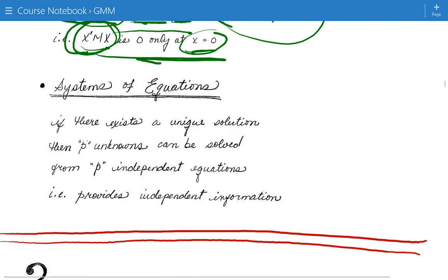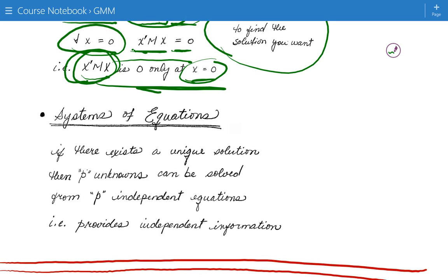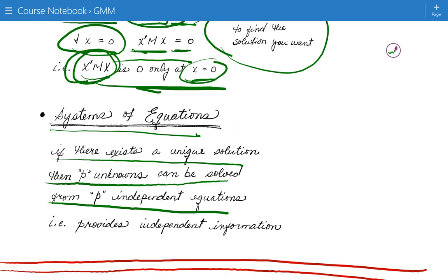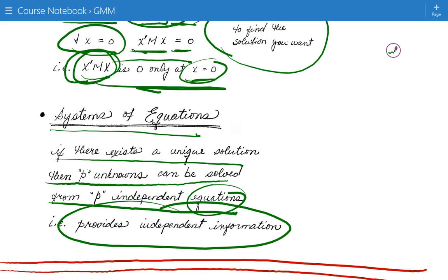One more thing to remember is that with systems of equations, if there exists a unique solution, then in p unknowns, we can solve them from p independent equations, right? As, say, equations that provide p sources of information. If you have more than p sources of information, you essentially only use p sources of information in order to solve the problem. If you have less than p sources of information, then you can't solve for all p unknowns. That's just the basic rules associated with systems of equations and the number of parameters and number of equations.